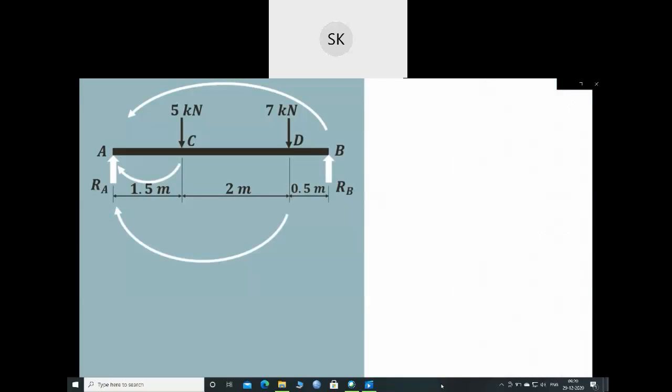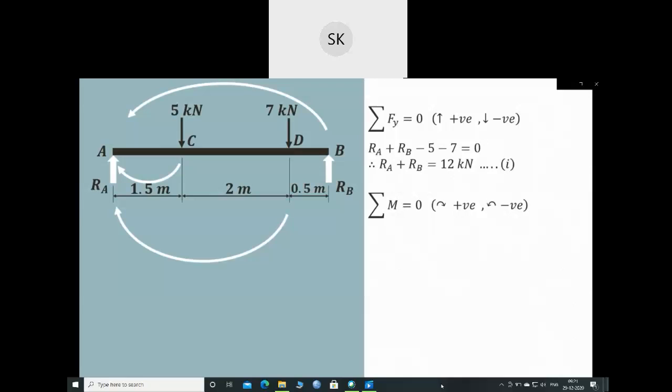So the first step is we'll apply the first condition of equilibrium, that is summation of forces in y direction is equal to 0. Upward forces we'll consider as positive, whereas downward forces we'll consider as negative. So this RA and RB are acting in the upward direction, so they are positive, whereas this 5 kilonewton and 7 kilonewton forces are acting in the downward direction, so they are considered as negative. So transfer these -5 and -7 terms to the other side, they will become positive. So 5 plus 7, that is 12 kilonewton. Let us call this equation number 1.